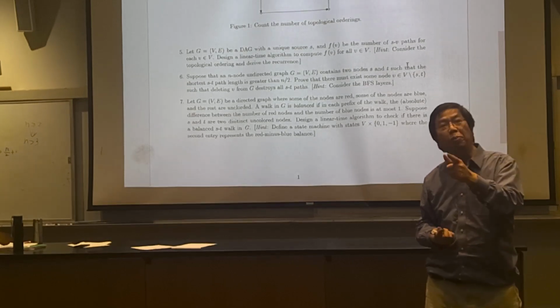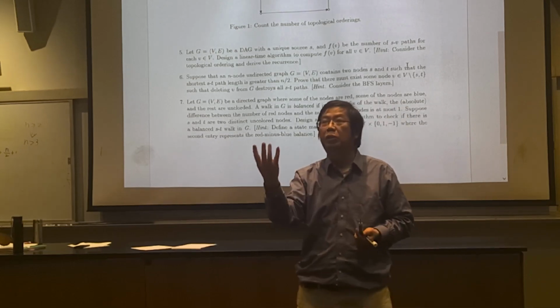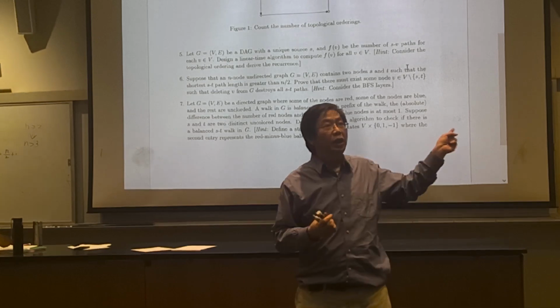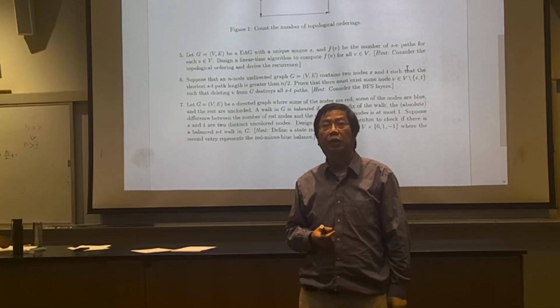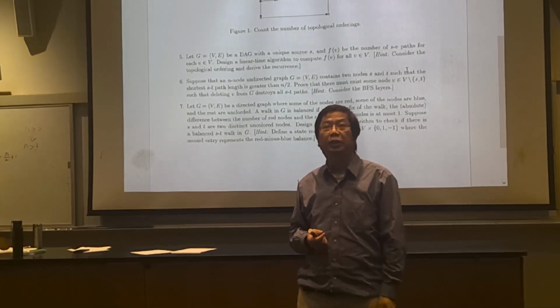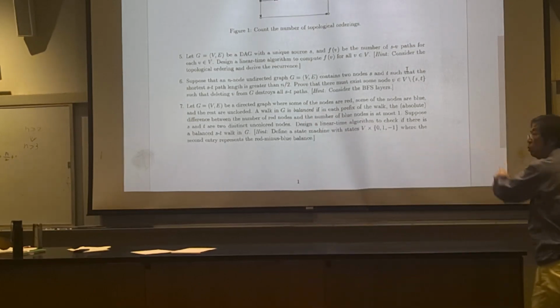So 0 means we reach this node V with an equal number of red nodes and blue nodes. The balance, the second entry, being 1 means we have 1 more red node. And minus 1 means 1 more blue node. That's what is called the red minus blue balance.